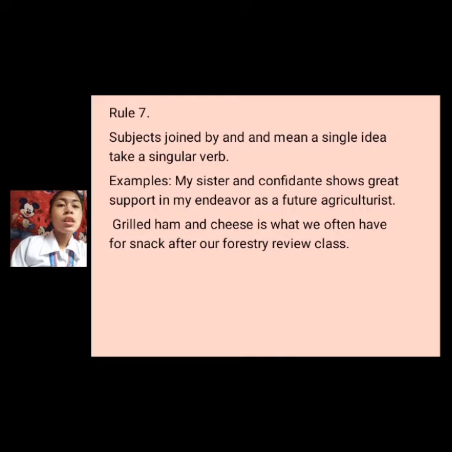Rule number 7. Subjects joined by and that mean a single idea take a singular verb. Example: my sister and confidante shows great support in my endeavor as a future agriculturist. Second example: grilled ham and cheese is what we often have for snack after our forestry review class.